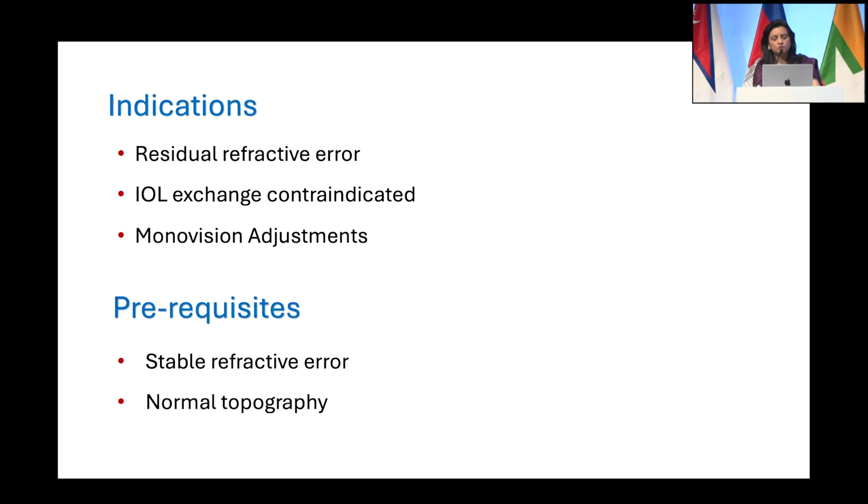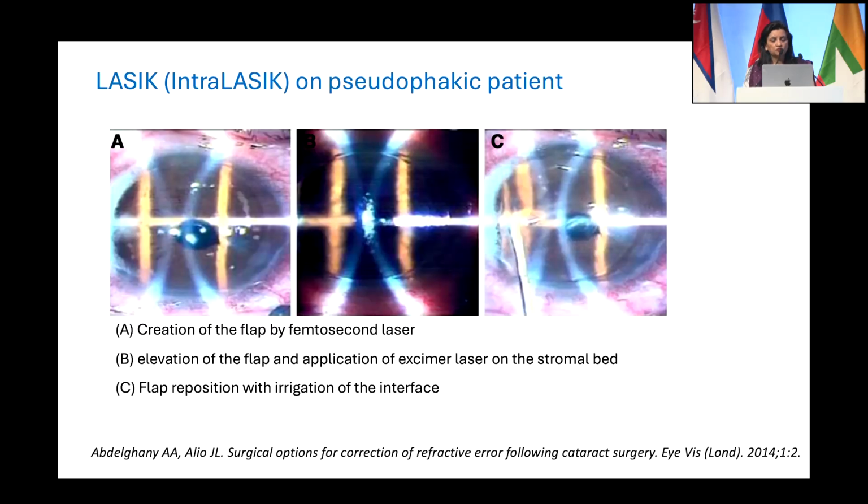The prerequisites for any enhancement that you would want to do are that the residual refractive error should be stable and the topography should be normal. In these cases which go for laser vision correction, IOL exchange is generally contraindicated, and monovision adjustments are often not possible.